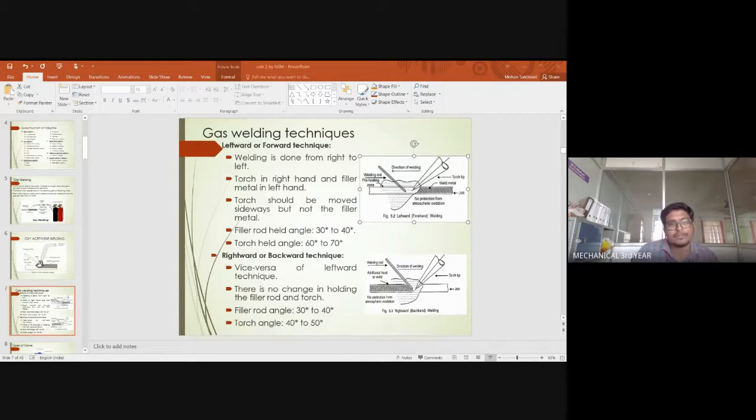Let us move on to the next slide. So the next topic we have is tungsten inert gas welding.